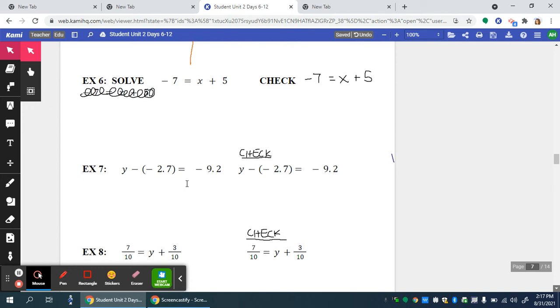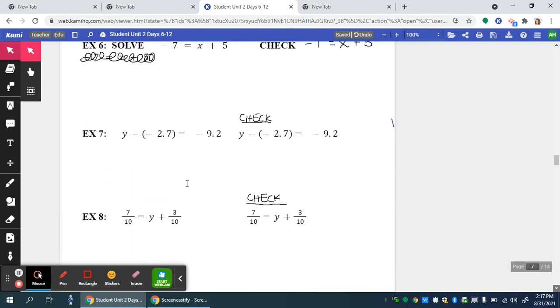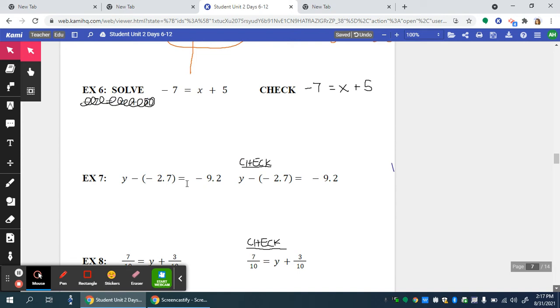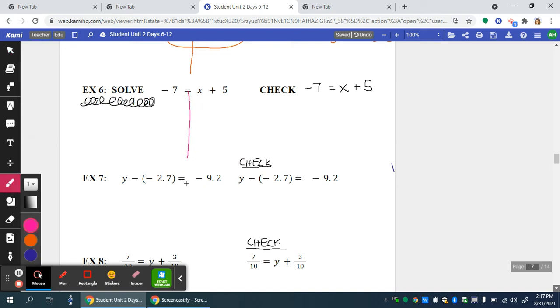Let's try another one. Example 6. Okay, so come down here. Oh no, my x is on the wrong side. Does that change anything? No. Negative 7 equals x plus 5 is the same thing as x plus 5 equals negative 7. It doesn't matter if they've switched sides.